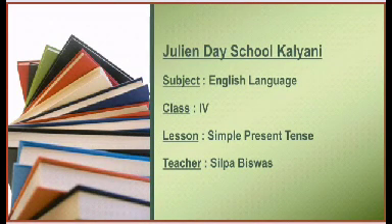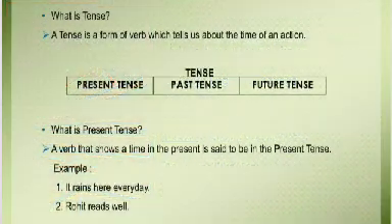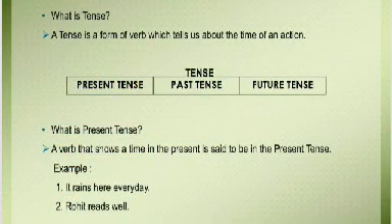Today we will learn about simple present tense. To know about simple present tense, we must know what a tense is. A tense is a form of verb which tells us about the time of an action. Basically, there are three types of tense: present tense, past tense, and future tense. Now, what is present tense?